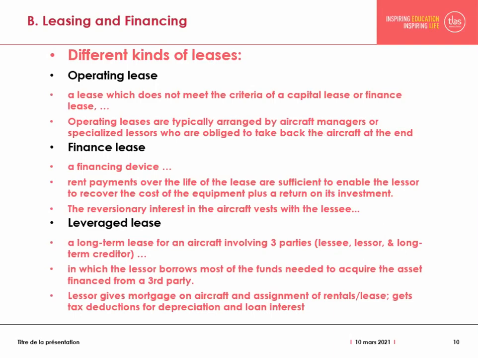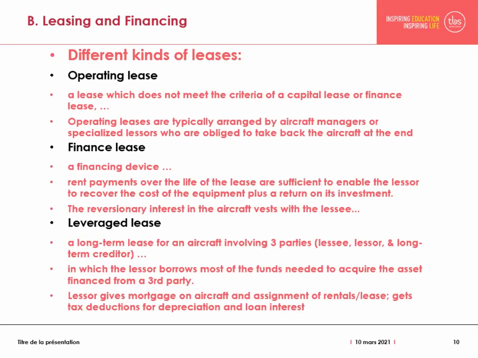Now, in terms of leasing and financing, we have different kinds of leasing, different kinds of financing. First of all, if we look at leasing, we have operating leases, where there's no element of finance involved. In an operating lease, these are arrangements where the lessor, who is the owner of the aircraft, will be required at the end of the time period of the lease to take the aircraft back. And there's no transfer of ownership of the aircraft.